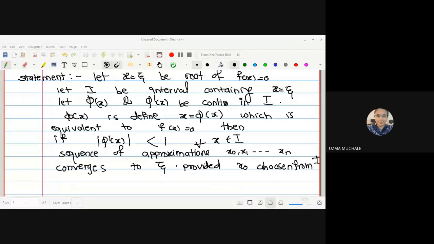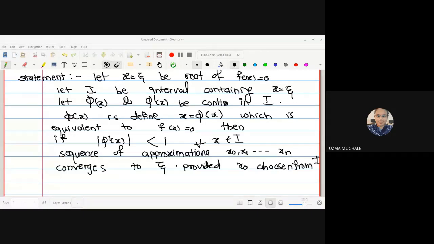Okay. Let x equal to zeta be the root of our equation given to us. What is our equation? f of x equal to 0 is the equation. For this equation, zeta is a root. Zeta is a root means f of zeta should be equal to 0. Let I be the interval containing x equal to zeta. We are saying that zeta is a root which is contained in the interval I.